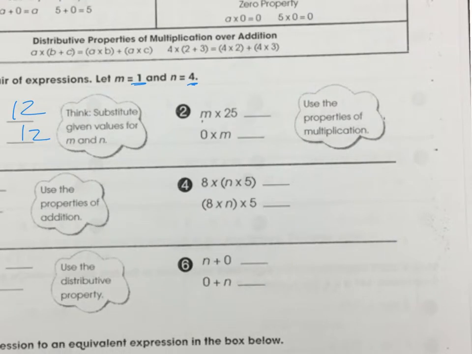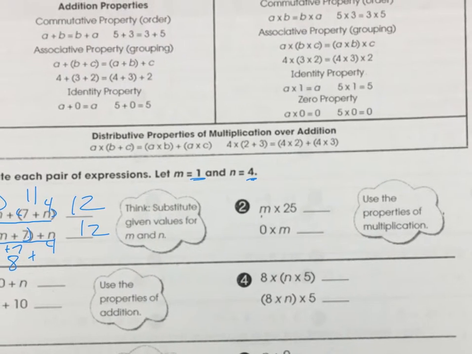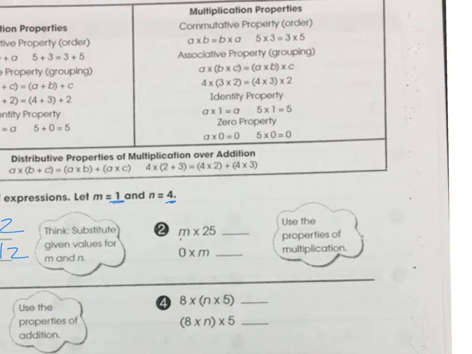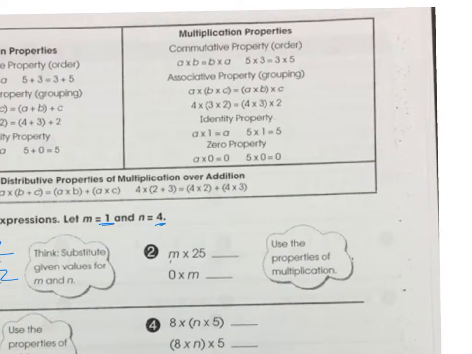Okay, let's go over here. Now we have m times 25 and 0 times m. Now, we haven't talked a lot about this, but if you look up here, under multiplication, you have this identity property, which means anything times 1 is going to be that anything, okay? And then we also have this 0 property. Anything times 0 is going to be 0. So, identity property and 0 property.